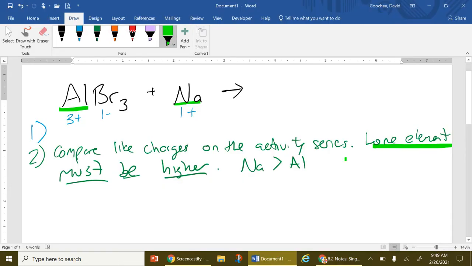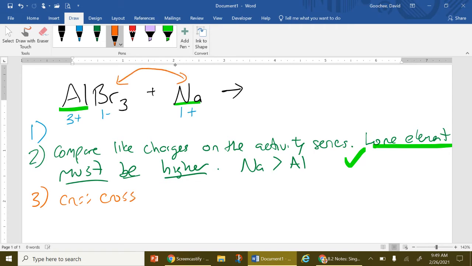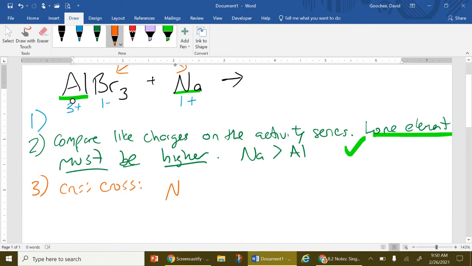So this reaction occurs. Think of it this way: sodium would be like a 7 or 8 on a 10 scale, and aluminum is like a 6. So sodium is going to win this fight. Next step, you're going to crisscross. So this reaction happens, and we are going to combine sodium and bromine in a new ionic compound. Sodium is 1+. Bromine is 1-.